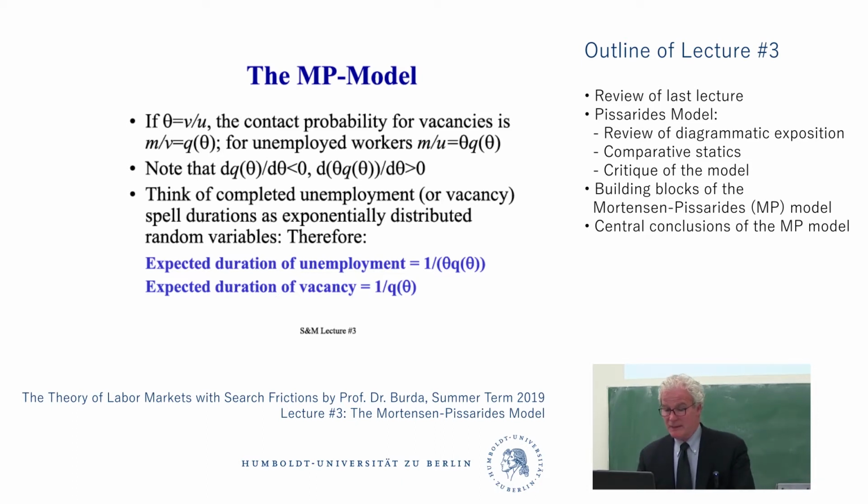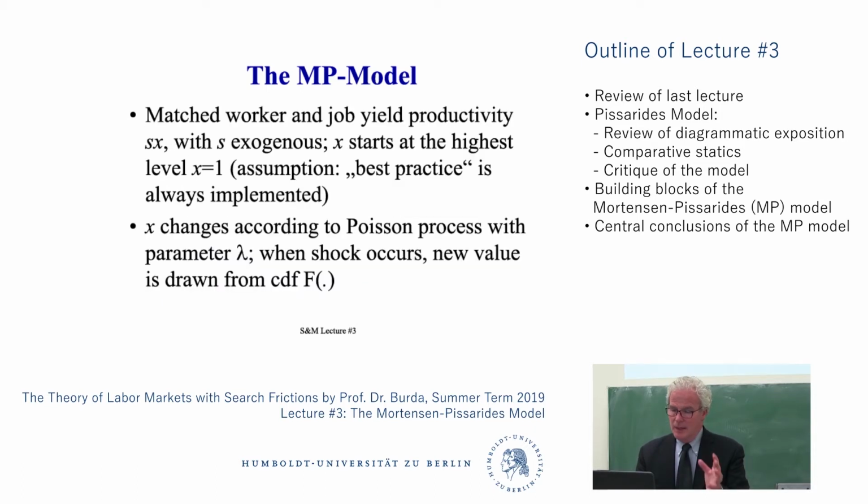Correspondingly, the expected duration of the vacancy is the inverse of the vacancy success rate, which is equal to 1 over Q. So keep that in mind as we take you through the model. I told you already that matched workers and firms have the highest level of productivity, so X will equal 1.